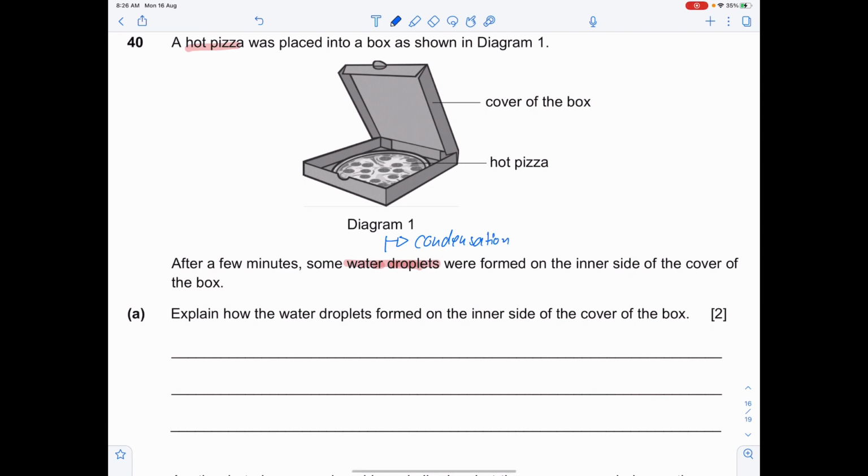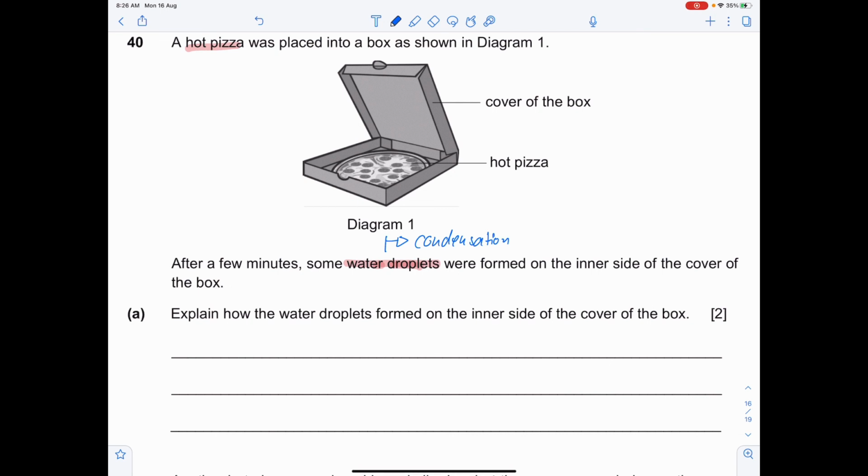Or source of water vapor, I would say. So was it from a pool of water? Was it from the pizza? Was it from, I don't know, the air? You have to figure out, and then you craft your answers, because there are 2 plausible answers. So the question asks you how the water droplets form on the inner part of the cover of the box. So there are 2 parts. The first part is about identification of where your water vapor came from. Now, there are 2 plausible answers to this, so you need to be very clear.